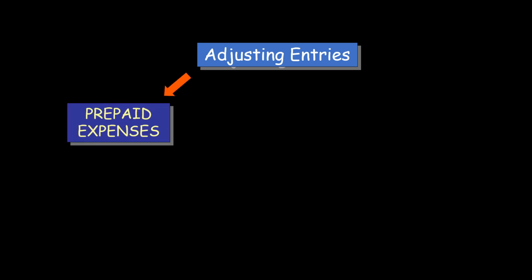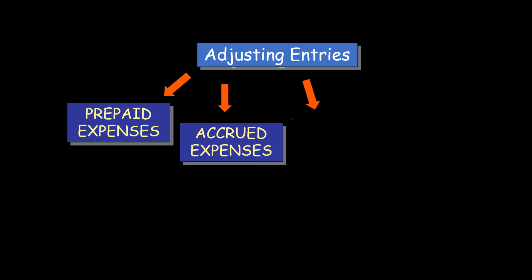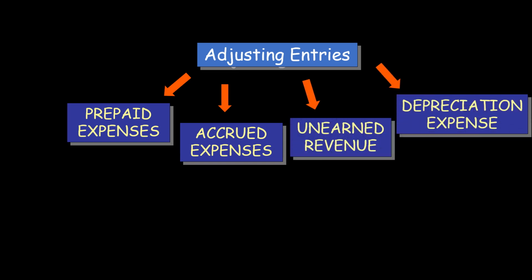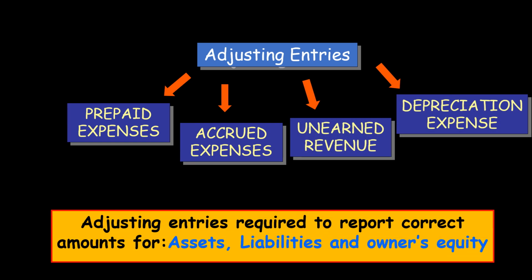Now there are four types of adjusting entries: prepaid expenses, accrued expenses, unearned revenue, as well as depreciation expense. Just as a reminder, we make adjusting entries because we need to report correct amounts of assets, liabilities, and owner equity. So do watch the other video for more background on this. In this video, we are going to talk about the first of them, that is the prepaid expenses.